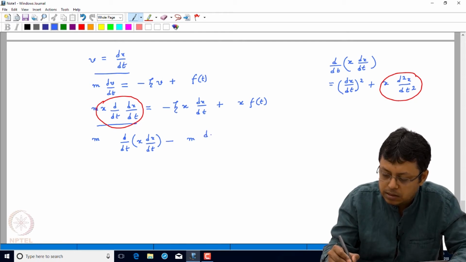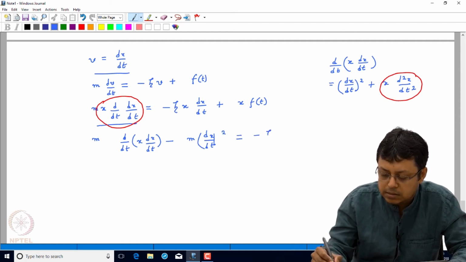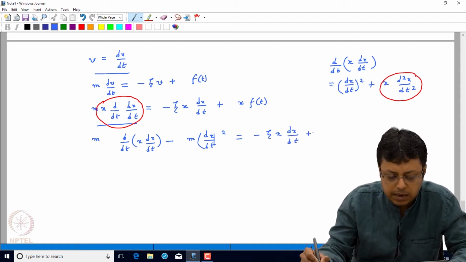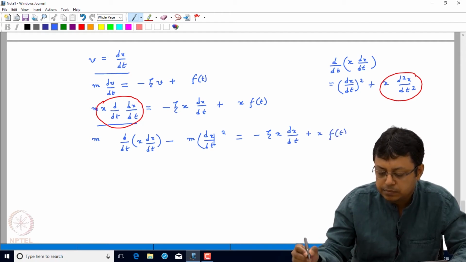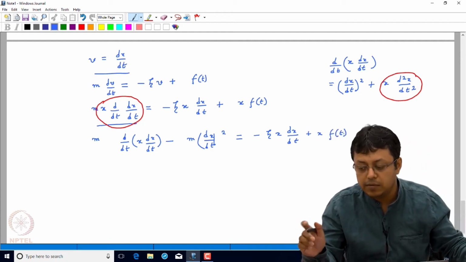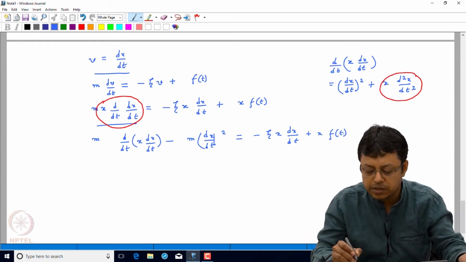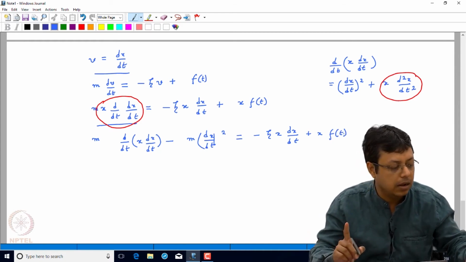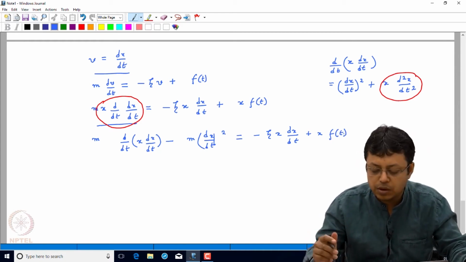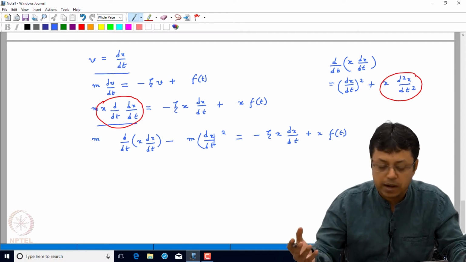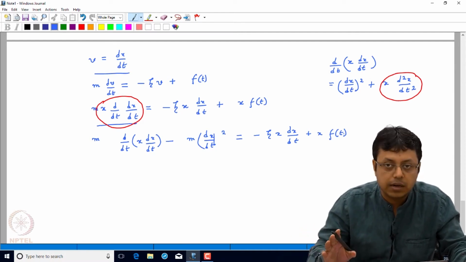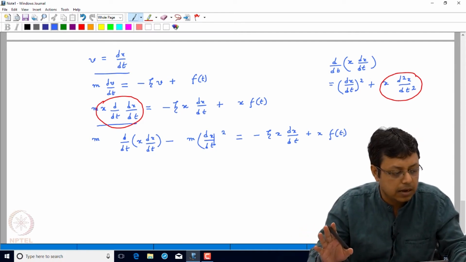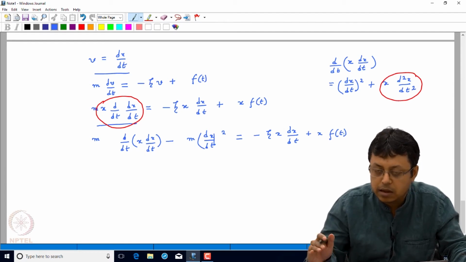So it is m x (dx/dt)² ... that will be equal to minus zeta into x into dx/dt plus x into f of t. So what I have done, I have actually cleverly used this equation, because remember that what I eventually need is to get an average value of x squared. Now let us see how we can proceed, but before that let us first take the ensemble average.